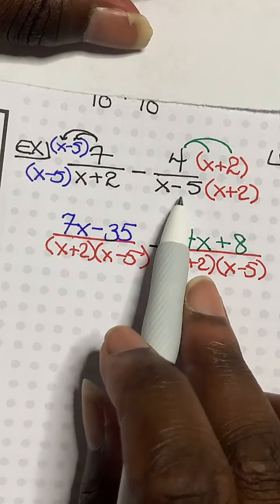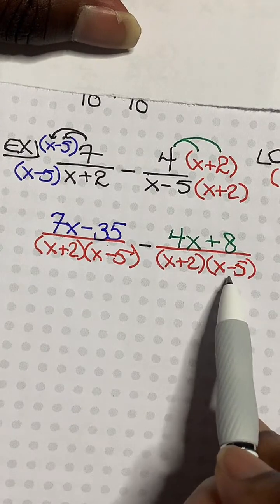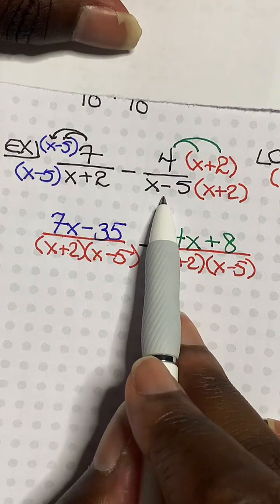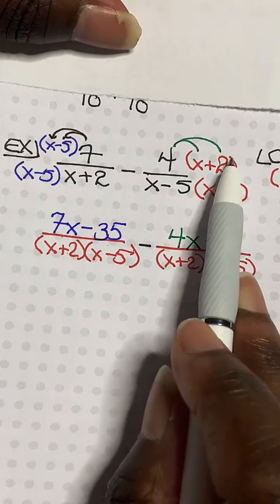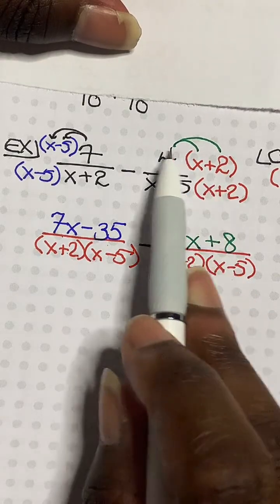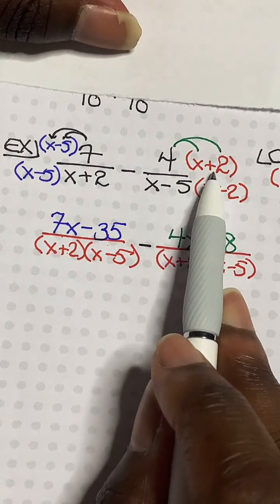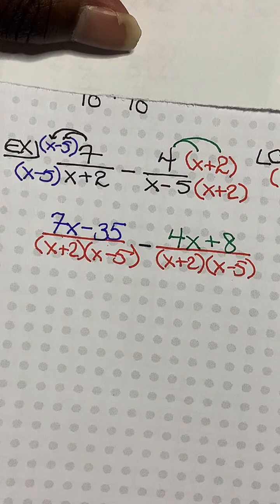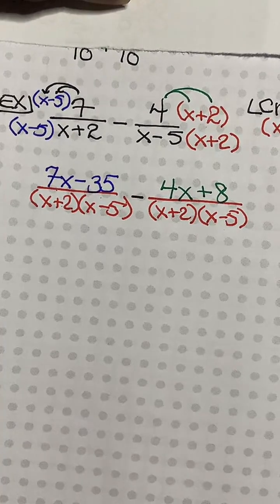Then we went to the other ratio. Again, we want to have x plus 2 times x minus 5. We have the x minus 5. What we need is the x plus 2. If I multiply both the numerator and denominator by x plus 2, I distribute. That gives me my 4x plus 8. Now, combine like terms.